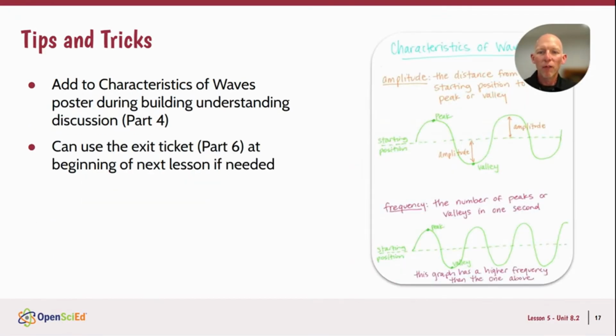And then in part 4, here's where I add to the characteristics of waves poster, which we started in the previous lesson. Here's where I add frequency and pitch to it. So I would recommend doing that at that time, and then adding frequency to the word wall at this time as well. And then the exit ticket part 6, if you run out of time in the day, I've done it before with the next day's lesson, and it works great.